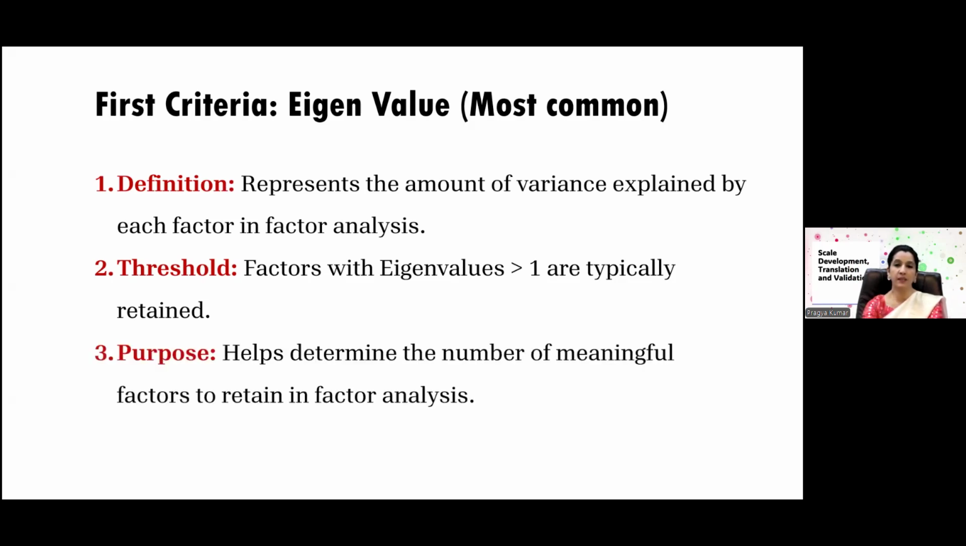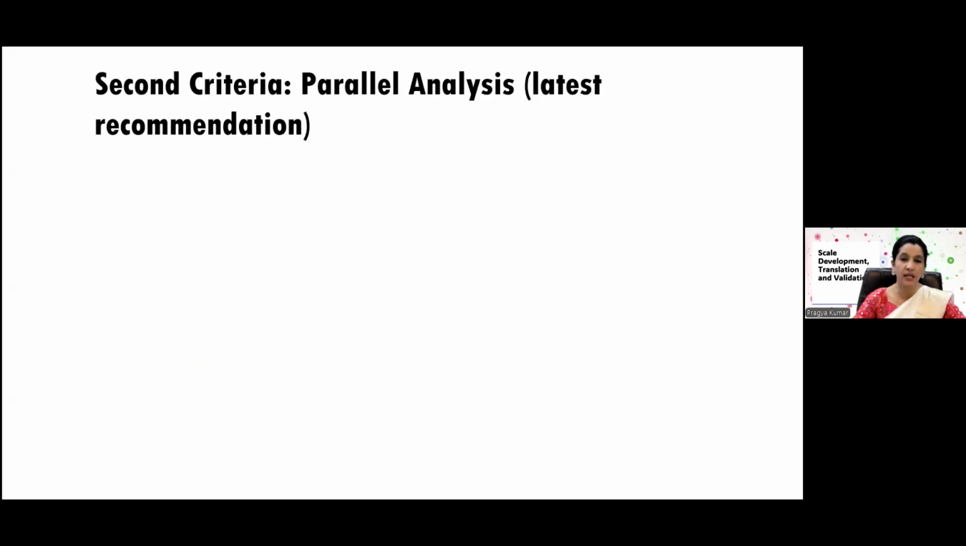So the purpose is that all the factors in your factor structure should be meaningful. You can use eigenvalue to take a decision on the number of factors. The second criterion is parallel analysis. We recommend parallel analysis because it is more robust, and that's the latest recommendation by researchers, that you should do the parallel analysis.